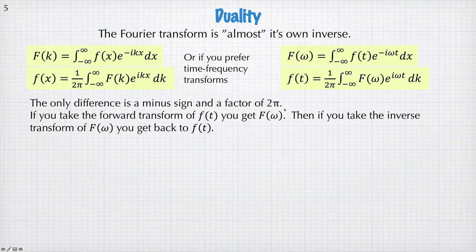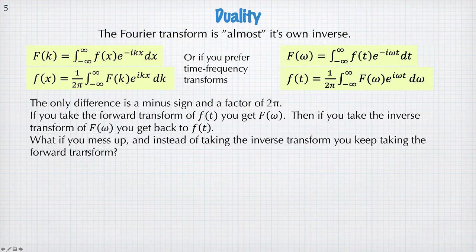Now, to state the obvious, if you take the forward transform of f of t, you get big F of omega. Then, if you take the inverse transform of big F of omega, you get back to f of t. That's the whole point, and this is a way of expressing these definitions in words. Now, let's do a little thought experiment. What if you mess up, and instead of taking the inverse transform, you just keep taking the forward transform? So this transform here, or this one here, in terms of omega and t. So what I mean by that is if you take the forward transform of f of t, you get big F of omega. Now what if you take big F of omega and change the omegas back to t's, and then take the forward transform again?